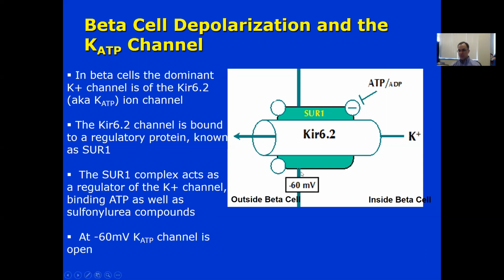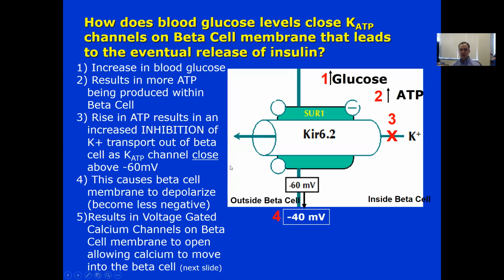And normally during rest, the cell membrane of the beta cell is going to be about minus 60 millivolts. But as we talked about before, when you trap potassium in the cell, that's going to cause depolarization. So let's walk through this. When you have an increase in blood glucose, that's going to cause an increase in ATP to be formed in the beta cell, and that's going to be recognized by these special channels, the Kir6.2 and the SUR1.